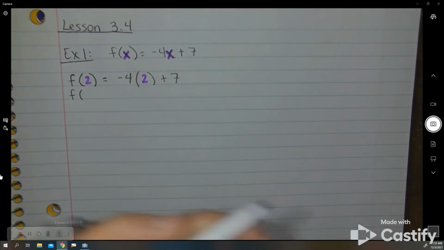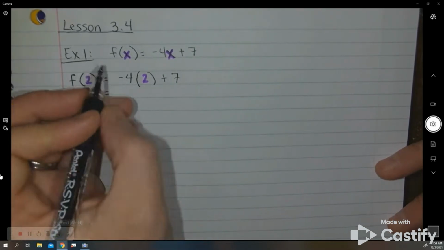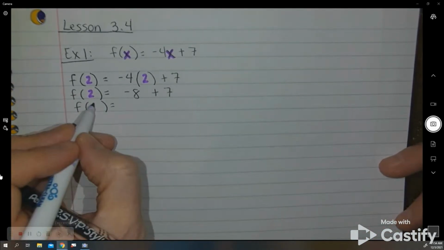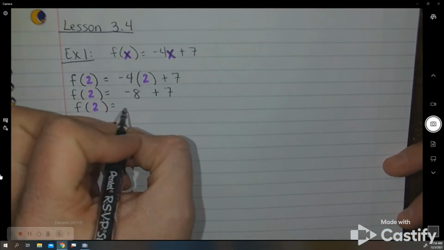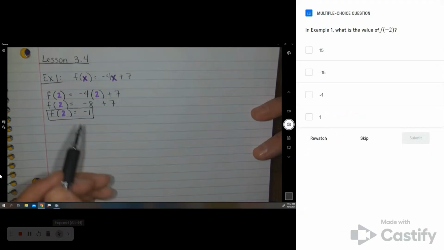So f of 2 equals, remember order of operations, we do multiplication first. So negative 4 times 2 is negative 8. Bring down that plus 7. So for this one, f of 2, negative 8 plus 7 is negative 1. So the solution to the function when x equals 2 would be negative 1.